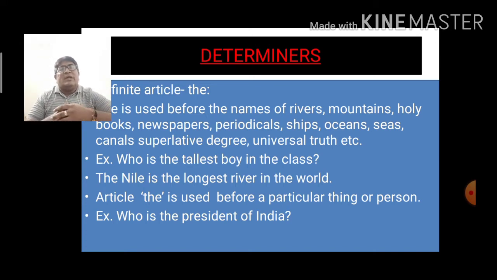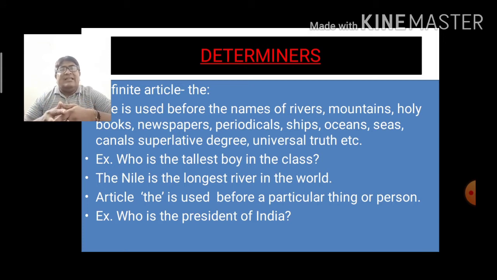Now let's see the example. Who is the tallest boy in the class? So here the word tallest: tall is an adjective, and after tall, "est" is used to show superlative degree, and when an adjective has "est" as a suffix, we have to use the article "the" before it, to show the superlative degree. The next example: the Nile is the longest river in the world. Long is again an adjective. After long, "est" is used, so you have to use "the" before longest to show superlative degree. And the next is the Nile. Nile is a river, so before the name of a river we have to use the article "the".